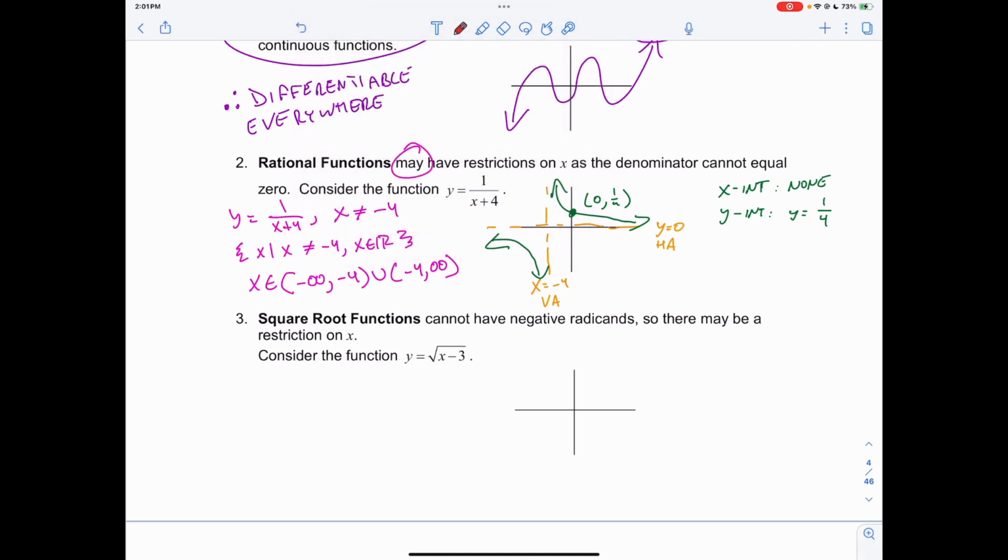So if I consider the function y is equal to the square root of x minus 3, then I know that x minus 3 has to be greater than or equal to 0 for this to be possible, which means that x would have to be greater than or equal to positive 3, and x would also have to be a real number. Or if you prefer, x is an element of [3, infinity).